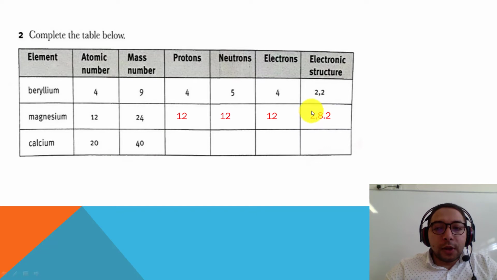We put the first energy level, takes maximum 2 electrons. Then the other leftovers are going to go for the second energy level. It takes maximum up to 8 electrons. And then the 2 leftovers are going to go to the third energy level.